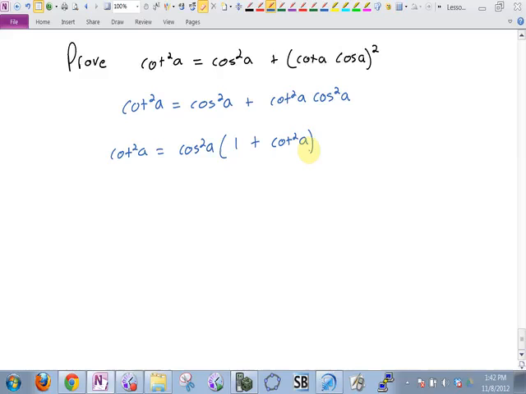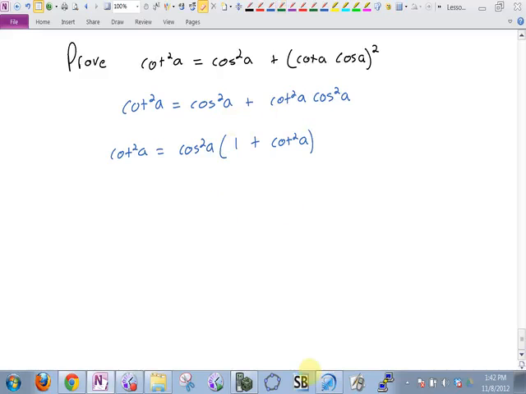It's no different than having 2 plus x times 2. And I'm factoring the 2 out, and I'm left with 1 plus x. It's the same idea. Instead of 2, I have a cosine squared A. Instead of an x, I have a cotangent squared A. Okay?